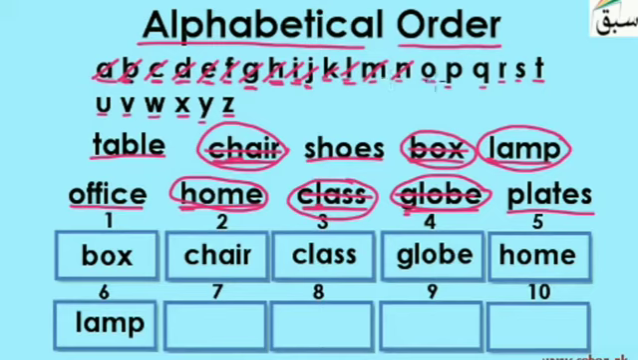O. Now read the words: table, shoes, office. Now there is a word from letter O. Office. Now we are going to circle this word. And the last word is plates. So what to do? We will write this word office in box number 7 and we are going to cut letter O.